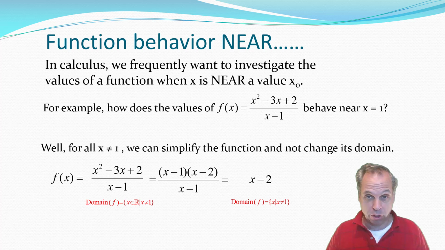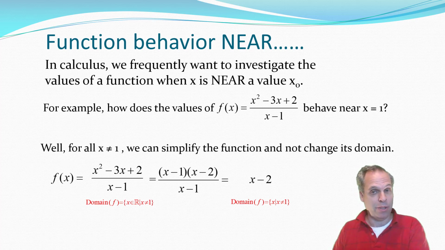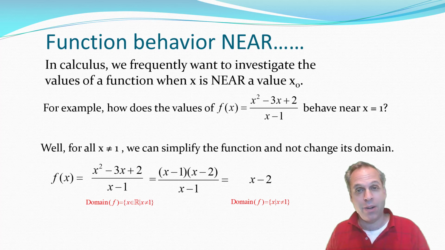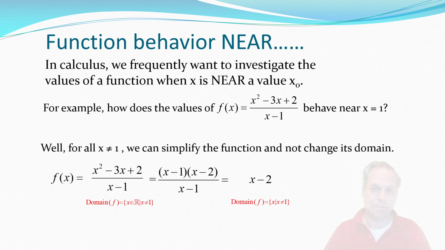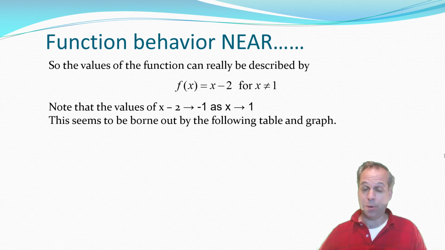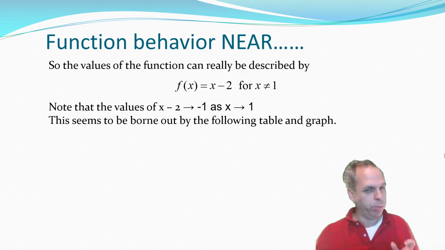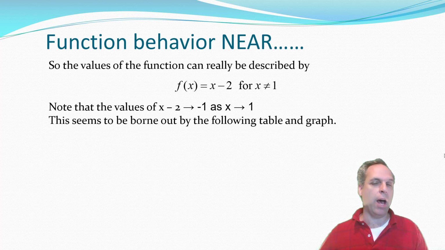Now, they're equivalent only if I don't change the domain. So even though in x minus 2 you can say, hey, I can evaluate that at 1, you're not allowed to. So the values of the function can really be described by f of x equals x minus 2 as long as x is not 1. This seems to imply then that I can force the values of x minus 2 to be as close as I want to -1 as long as x is sufficiently close to 1 itself.